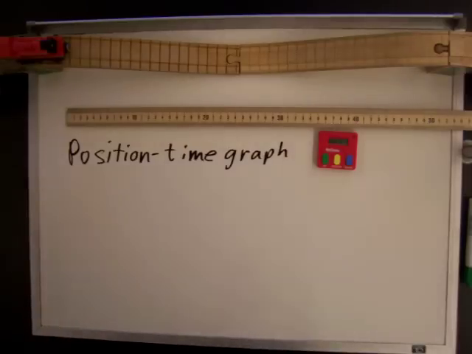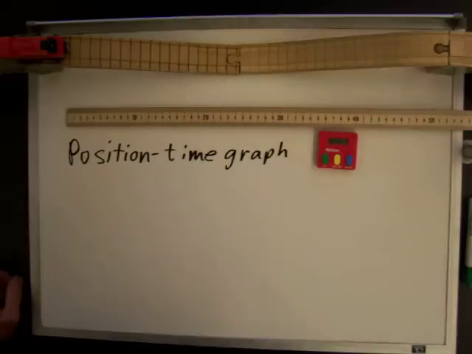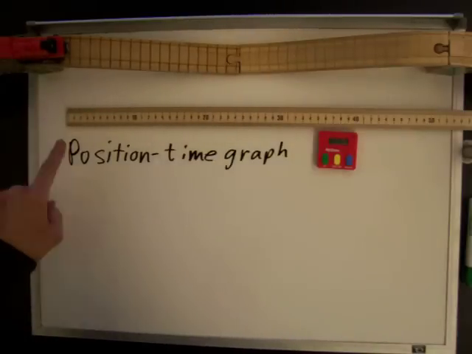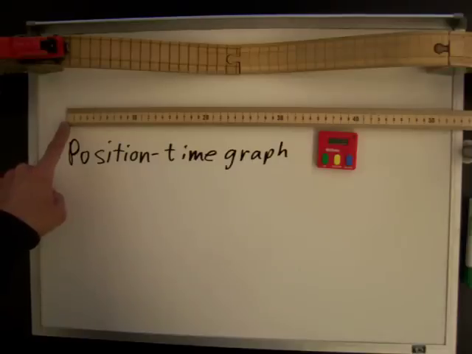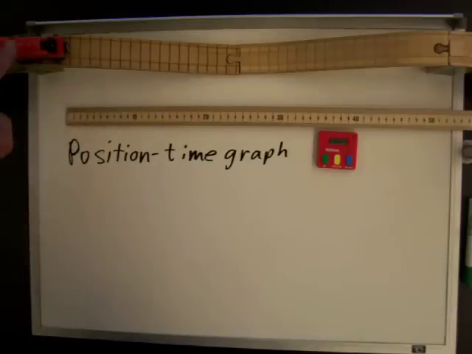Okay, I want to go through this position time graph. So I've set up a little demonstration which is about the same as what I did in class. Here I have a train which starts at the position which I'm going to call 0, just because I put my meter stick here and I set 0 to be at the point where the train starts.